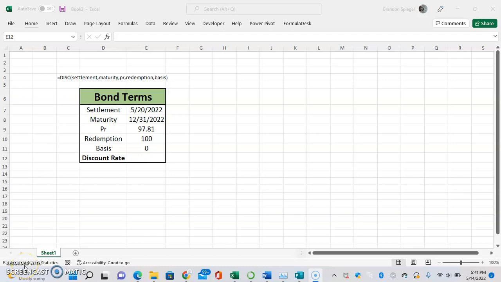In this tutorial, I'm going to show you how to use the DISC function in Excel, which basically gives you the discount rate of a security that is assumed to be sold at maturity. So the DISC function has 5 different arguments.